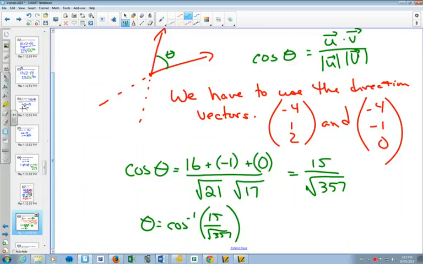Question doesn't say degrees or radians, so we can do either one. My calculator's in degrees right now. 37.45. If you use degrees, you have to use the degree sign. If you use radians, you don't have to have any symbol. You can write radians if you like.